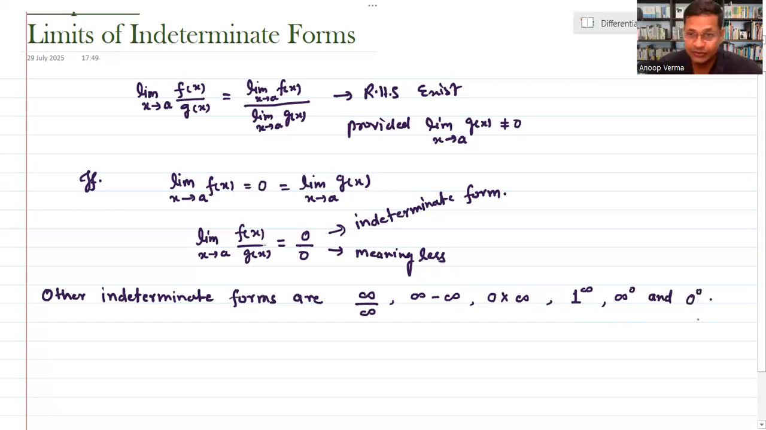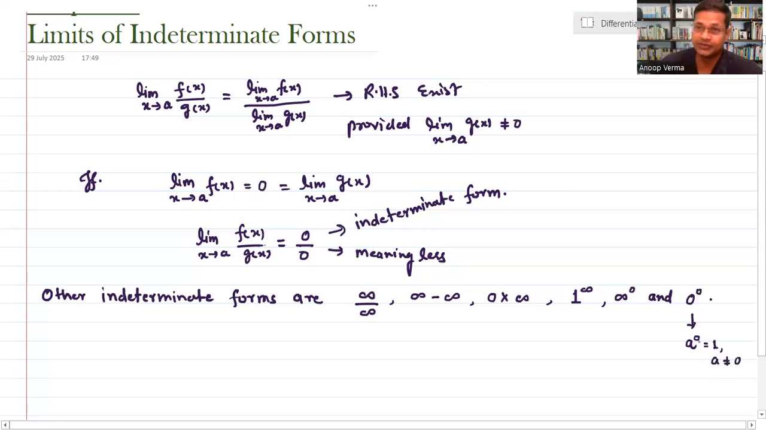And we know that if you have any number a raised to the power 0, it is just equal to 1, if a is not equal to 0. So this is the defined quantity. If you have a non-zero number and the exponent is 0, then you will get 1. But if the base is 0, then what will be the value? We don't know. So this is the indeterminate form.